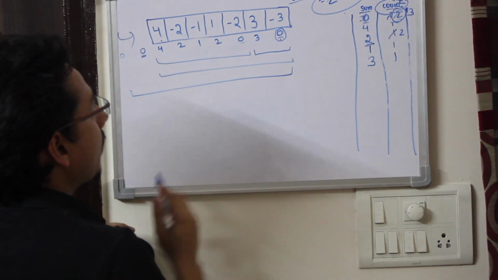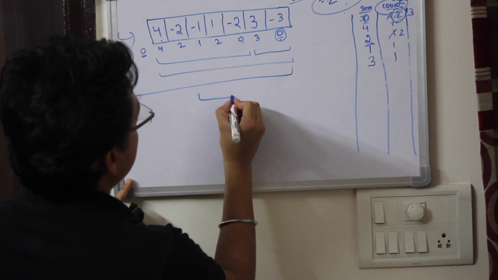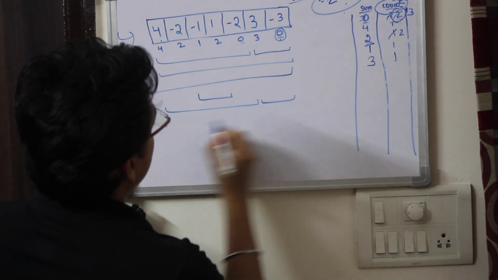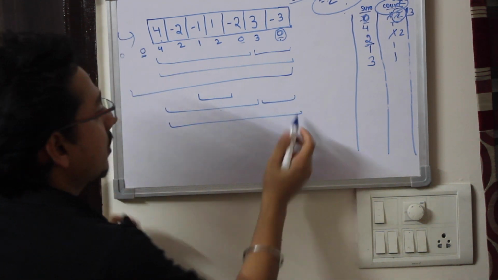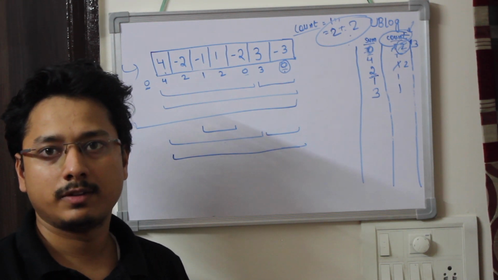So now my output is 4. In this example I have 4 subarrays with given sum 0. One subarray is this, one is this, one is this, and one is the entire array. So these are the 4 subarrays. We were able to find the count of all subarrays with sum 0.